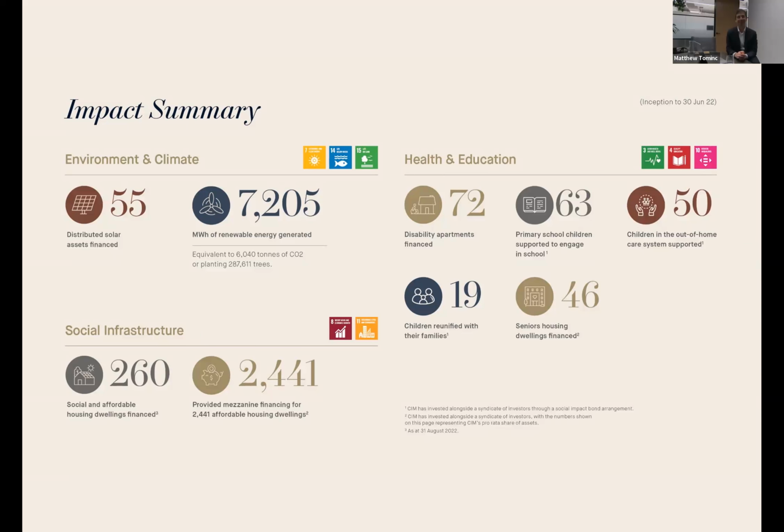Some of the key highlights from our latest round of impact reporting. To call out a few numbers on this page, we've now financed so many distributed solar systems that it's the equivalent of planting 300,000 trees and leaving them in the ground for 10 years.